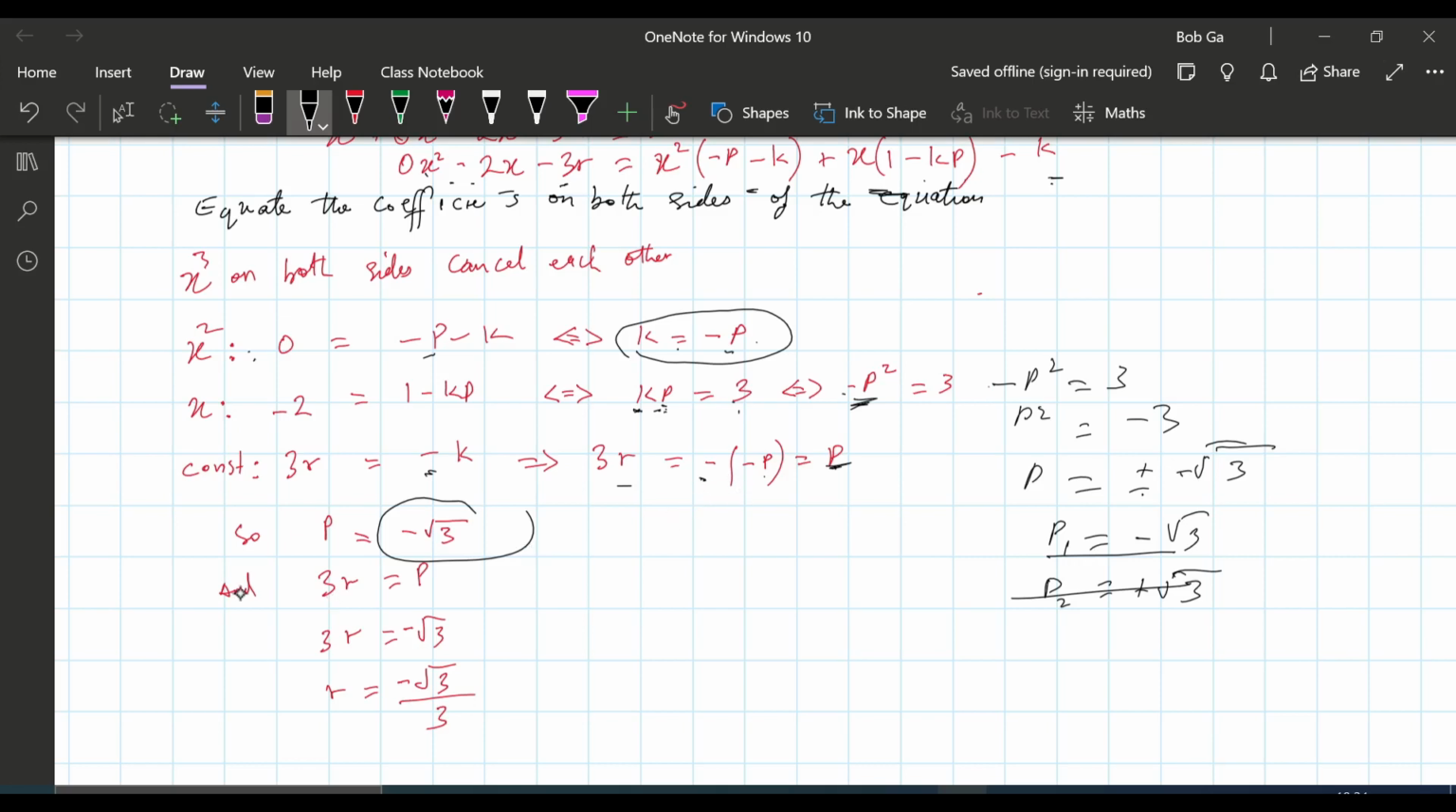And if 3r is equal to p, and we know that p is equal to negative square root of 3, as we found here, then 3r is equal to negative square root of 3, so r must be equal to negative square root of 3 all over 3. As you see here, this is our final solution. So p is equal to negative square root of 3, and r must be equal to negative square root of 3 all over 3.